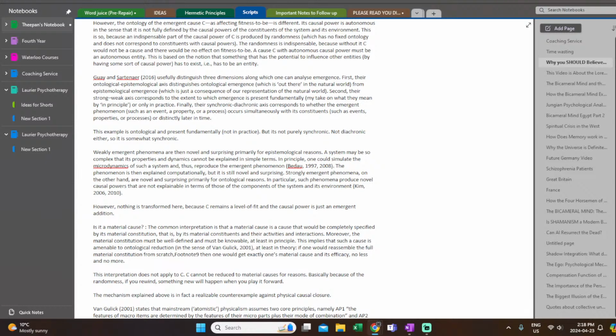Okay. The phenomenon is then explained computationally. Strongly emergent phenomena, on the other hand, are novel and surprising, primarily for ontological reasons. The reason is because a new thing has come into existence. It's not just a reiteration of old things or a reorganization of old things. It's a completely brand new thing. In particular, such phenomena produce novel causal powers that are not explainable in terms of those of the components of the system and its environment. Crazy that this is even a thing that exists.